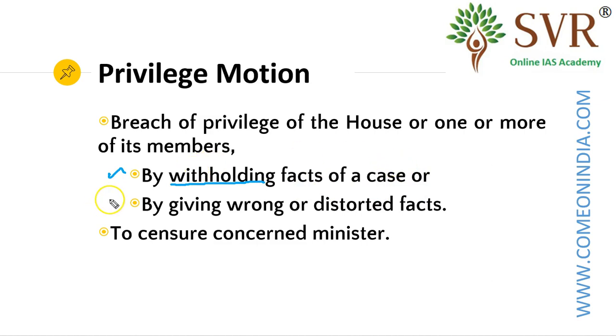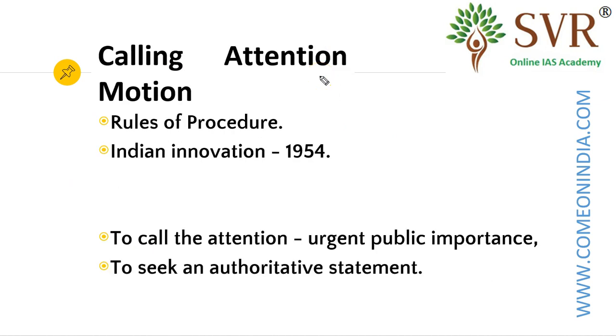And then on the second ground, if a minister is giving a wrong or distorted fact with a self-vested interest, then the privilege motion can be moved against such minister. The main motto or reason for moving a privilege motion is to censure the concerned minister, that is, showing the strong disapproval of the House to the concerned minister in a formal way. Such kind of motion is what is known as privilege motion. The next important motion which can be passed in the House of Parliament is calling attention motion.